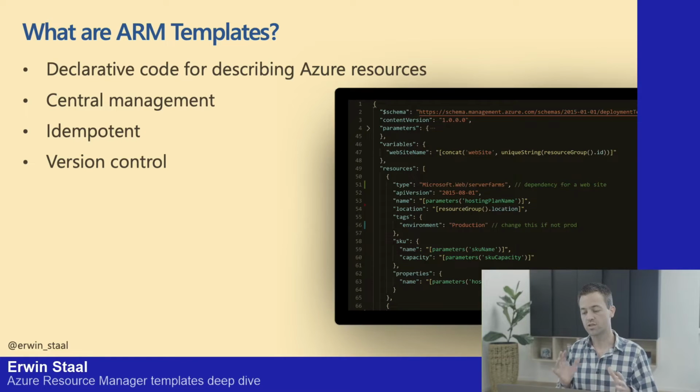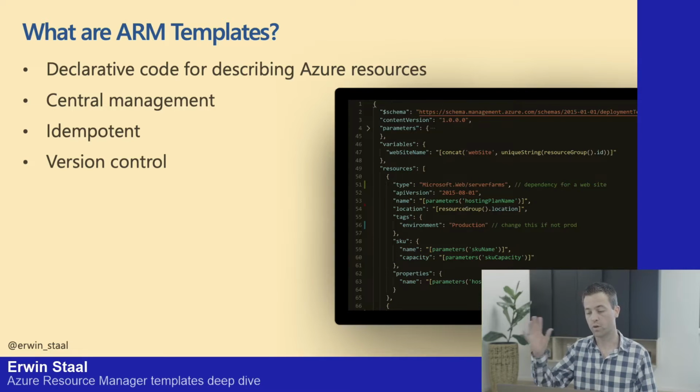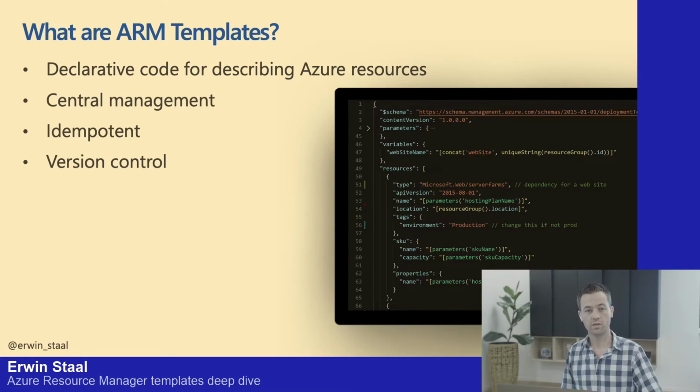Since they're just JSON files, basically, it's also quite easy to put them in version control and apply patterns that you would normally apply to your code. So you could, for example, do pull requests to have colleagues verify your changes, and you can easily deploy them using Azure DevOps, for example, which we will look at near the end of the session today.